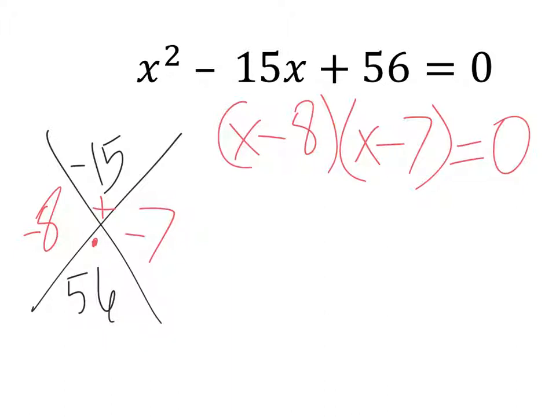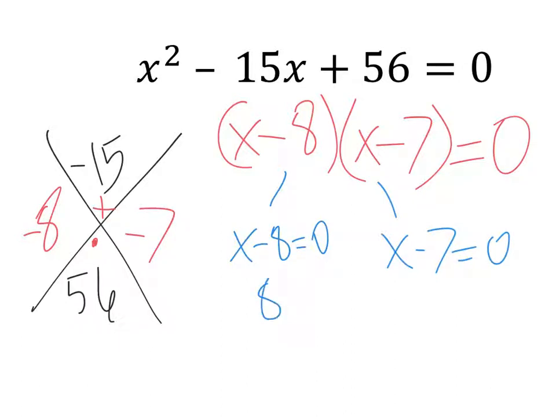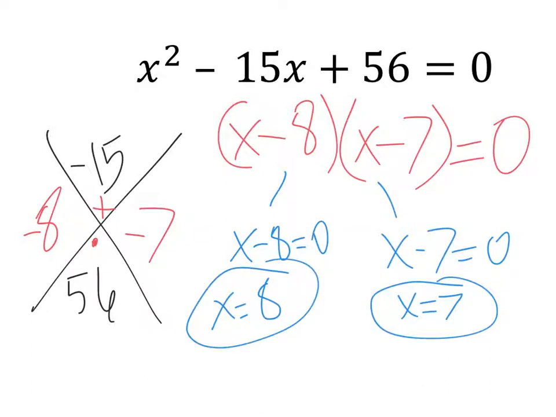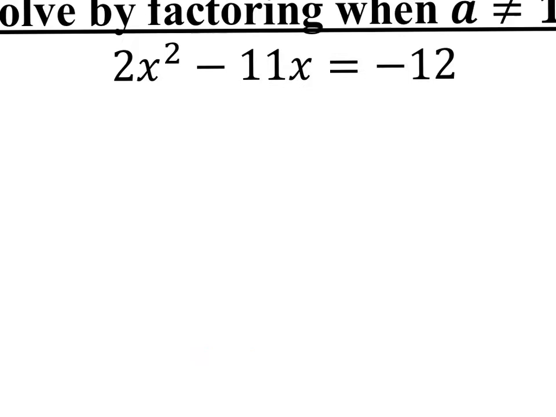How do you know that? Well, you just take whatever's in the parentheses and set it equal to 0. So x minus 8 equals 0, x minus 7 equals 0. So 8 minus 8 equals 0, and 7 minus 7 equals 0, giving me my two solutions of 8 and 7. The process will be a little bit longer if there's a number in front of the x squared, so if a is not equal to 1.